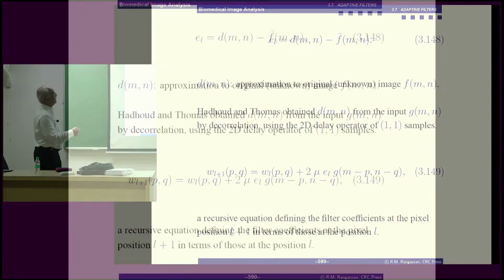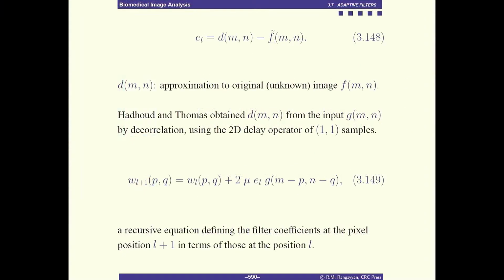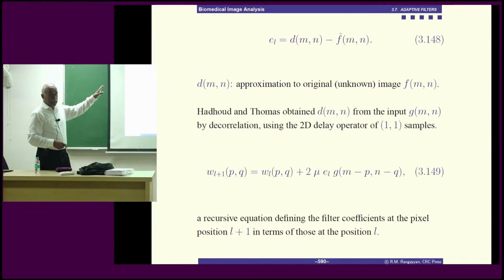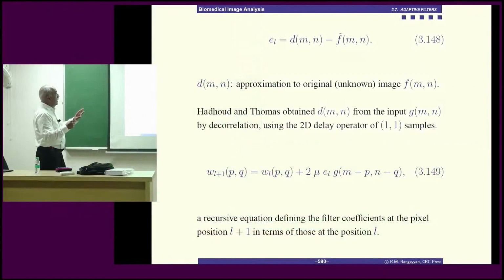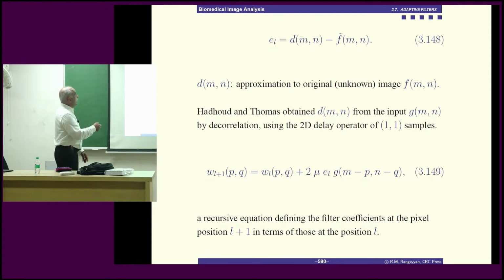So e is defined as d minus f tilde, where d is an approximation to the original f(m,n). Dr. Narasimhadhan was asking that question. In 1D, this is how it's been derived, even for the Wiener filter. You assume that the original image is known, and then you say, well, I'll make an approximation, and I'll take it to be a delayed version of the current distorted image that you have on hand. So d(m,n) is an approximation to the original.